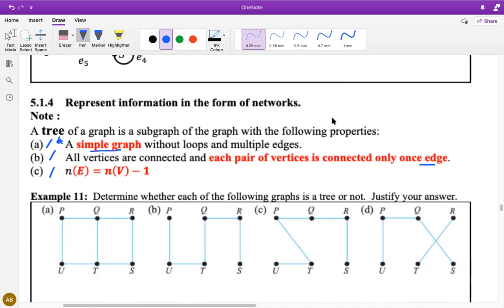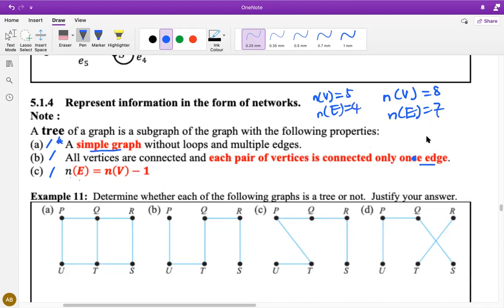Only one edge, so not once. Can you do your correction? One edge. And then the number of edges must be less 1 from the vertices. That means if I have vertices of 8, then my edge must be 7. If my number of vertices is 5, then the number of edges is 4.